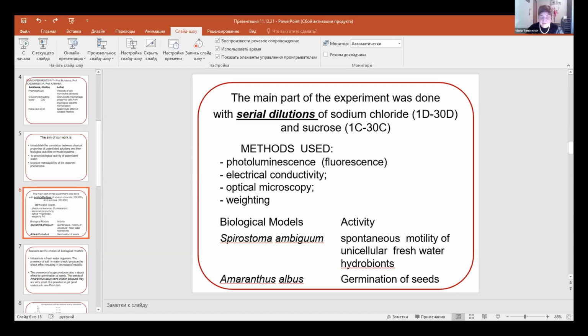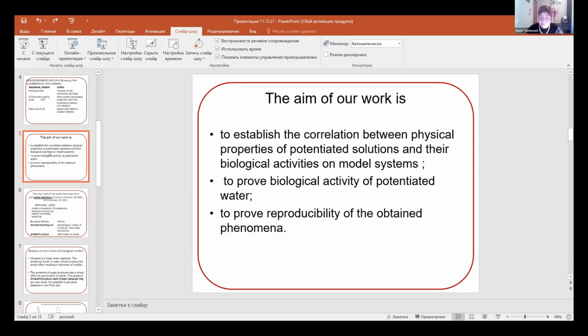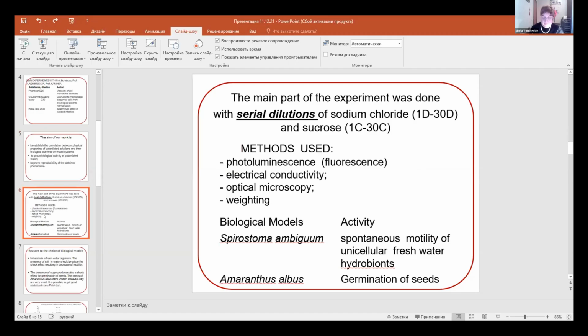The aims of the present study were to establish the correlation between physical properties of potentiated solutions and their biological activities, to prove biological activity of potentiated water, and to prove reproducibility of the obtained phenomena. Fluorescence, conductivity, optical microscopy, and weighing methods were used. Spontaneous motility of unicellular freshwater hydrobionts Infusoria Spirostomum ambiguum and germination of seeds of Amaranthus albus were used as biological models.